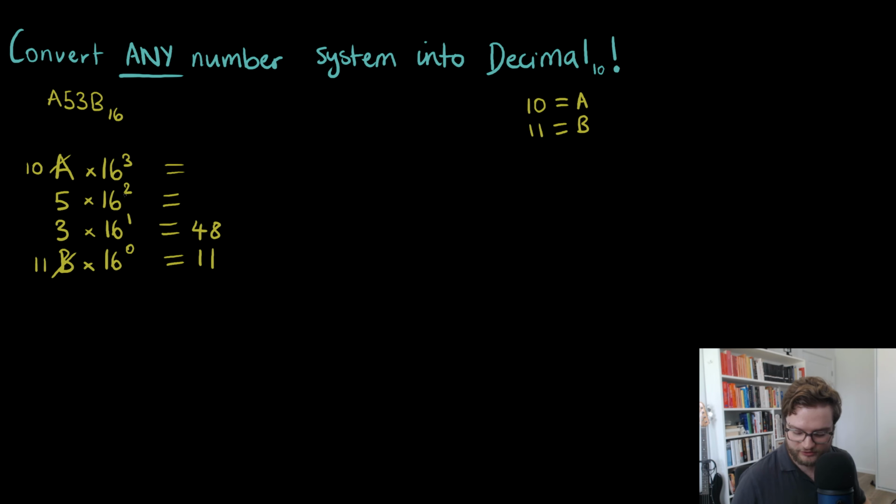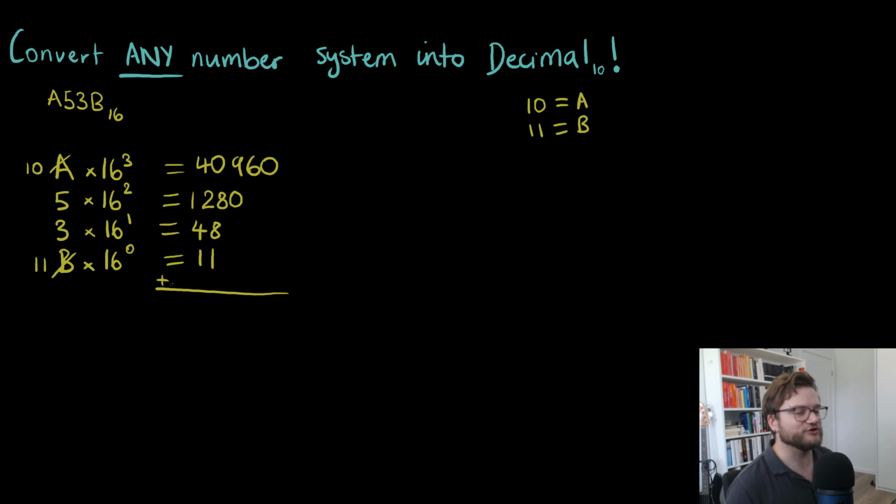Now we have 5 times 16 to the power of 2, which is 1,280. Now we have 10 times 16 to the power of 3, and this is 40,960. Now what do we do? Well, this next step shouldn't be too hard for you. You simply add all of these numbers together.